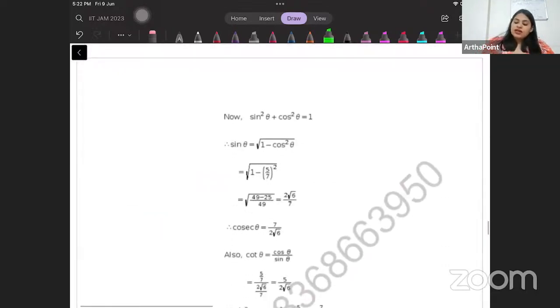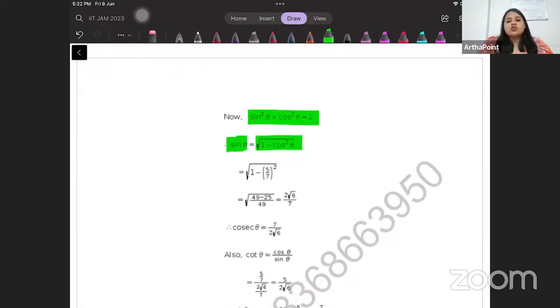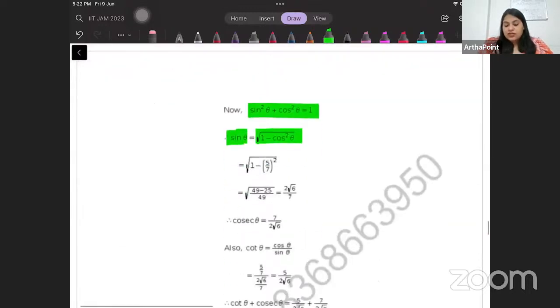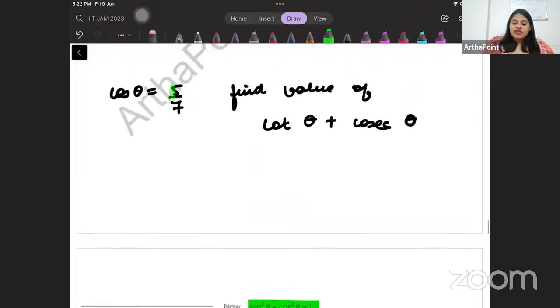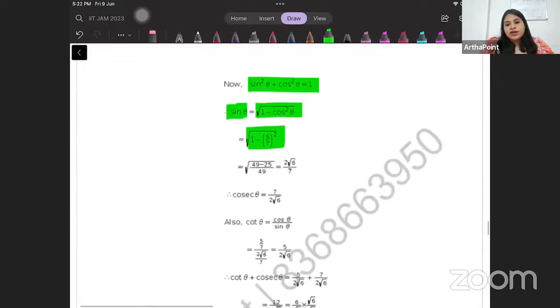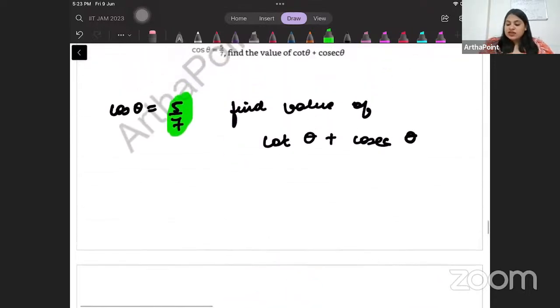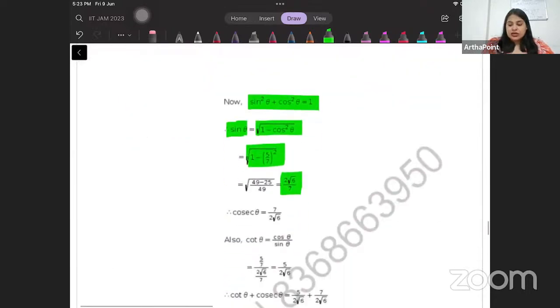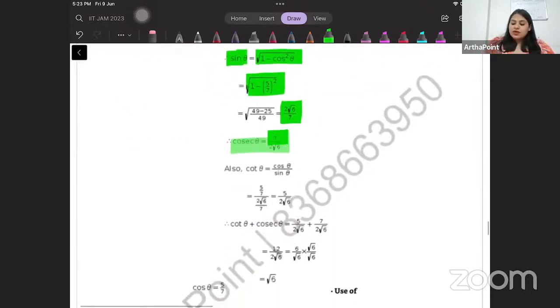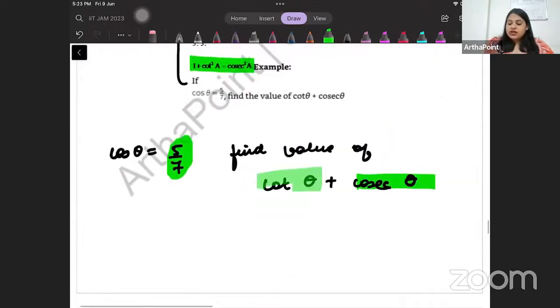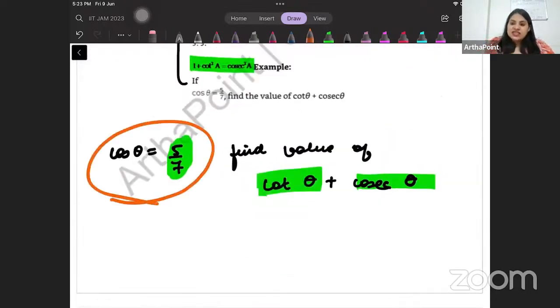So now we know, beta, that sine square theta plus cos square theta is 1. So sine theta will be 1 minus cos square theta under root. Right. So sine theta will be 1 minus cos theta is 5 by 7, so 5 by 7 whole square under root. So the value of sine theta will come out like this. Now cosec theta is 1 by sine theta. So 1 by sine theta will be the opposite of the above. Cosec theta is found. But cot theta is cos theta by sine theta.